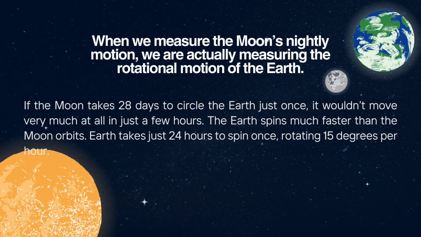And this measurement made in a single day is really measuring the motion of the Earth as it spins on its axis. Think about it. If the moon takes 28 days to circle the Earth just once, it wouldn't move very much at all in just a few hours. The Earth spins much faster than the moon orbits. Earth takes just 24 hours to spin once, rotating 15 degrees per hour.